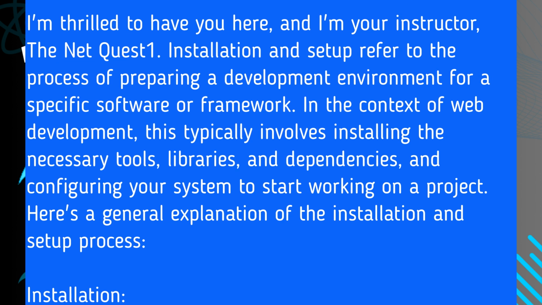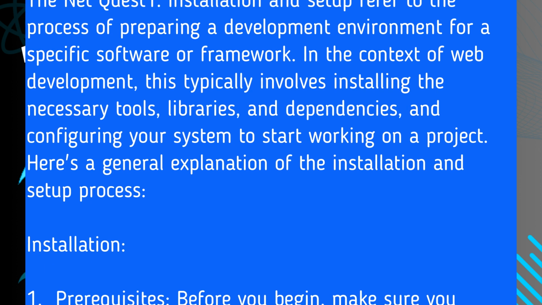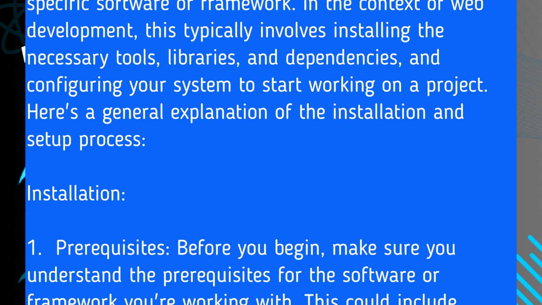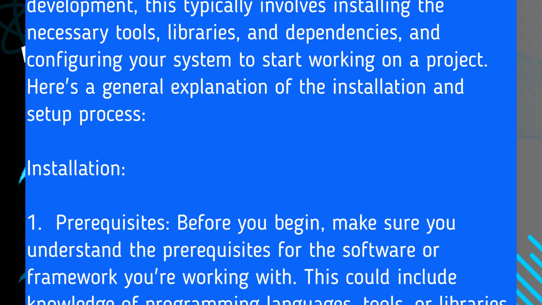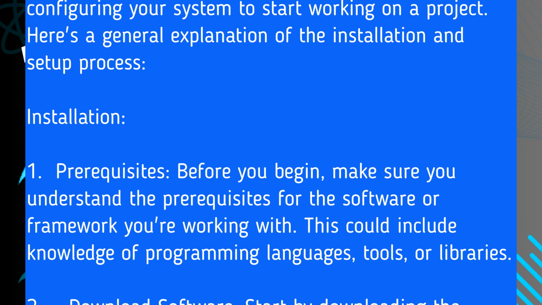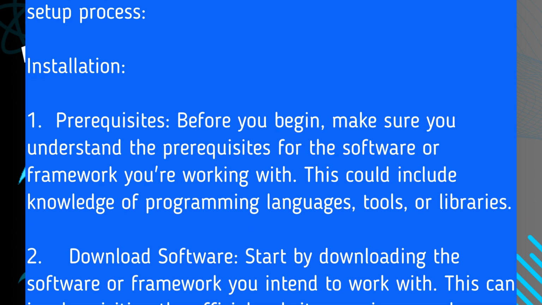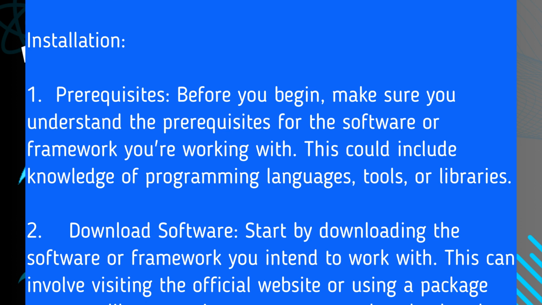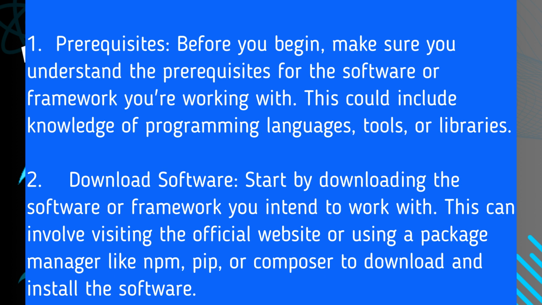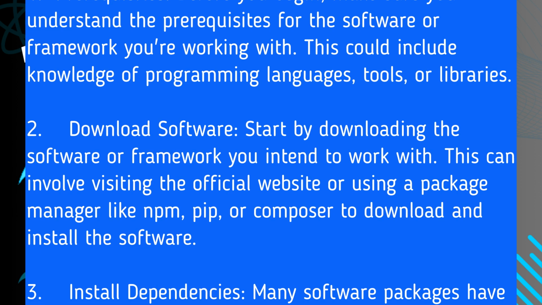Installation. 1. Prerequisites. Before you begin, make sure you understand the prerequisites for the software or framework you're working with. This could include knowledge of programming languages, tools, or libraries. 2. Download software. Start by downloading the software or framework you intend to work with. This can involve visiting the official website or using a package manager like npm, pip, or Composer to download and install the software.